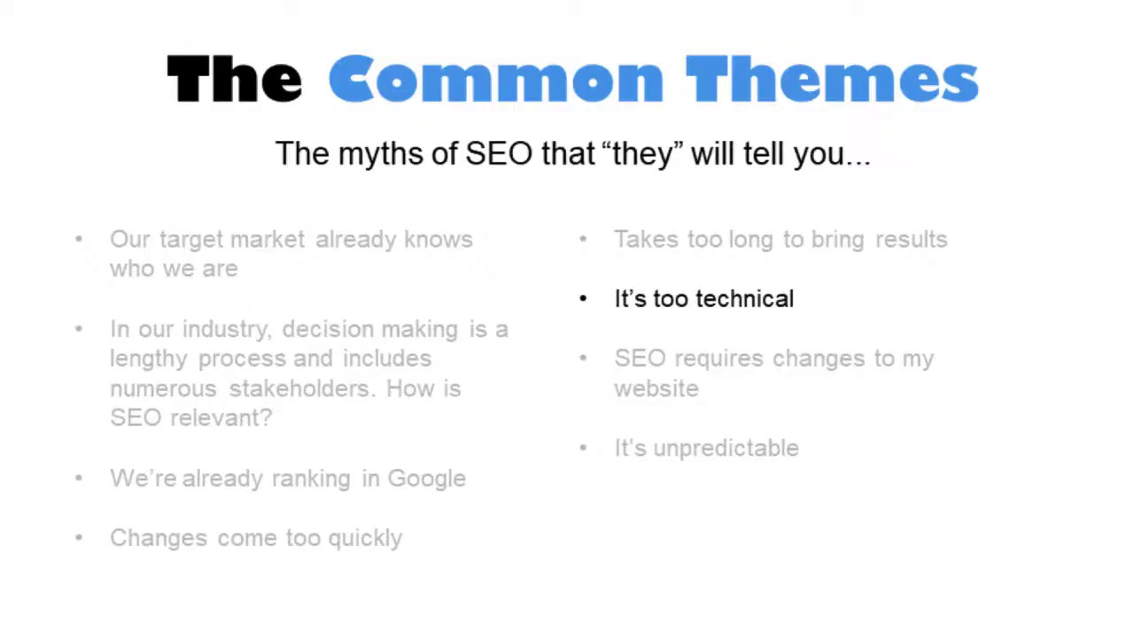It's too technical. Well, there are technical aspects to SEO, but it actually requires more marketing knowledge than technical. Understanding keywords, writing compelling content, and establishing yourself as an expert in your field will do more to push your website to the top of Google's rankings than any technical improvements. SEO requires changes to my website. The goal of SEO is to make sure your site can be found by those searching for a business or organization that does what you do, and not only be found, but be found as high on page 1 of search results as possible.